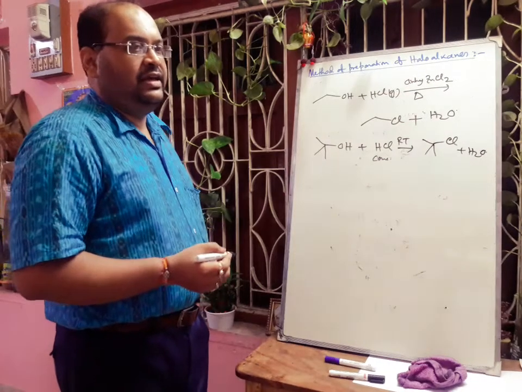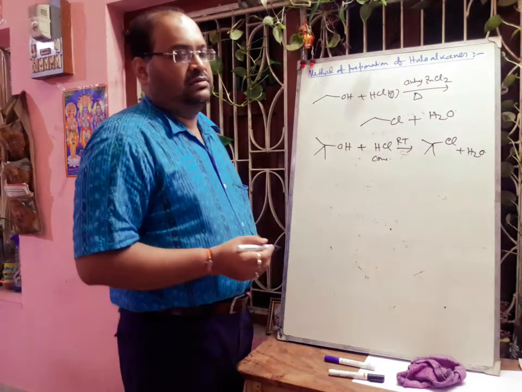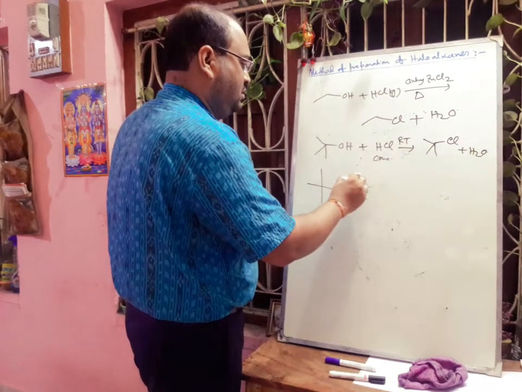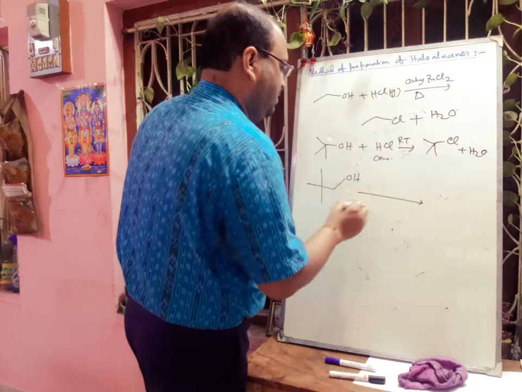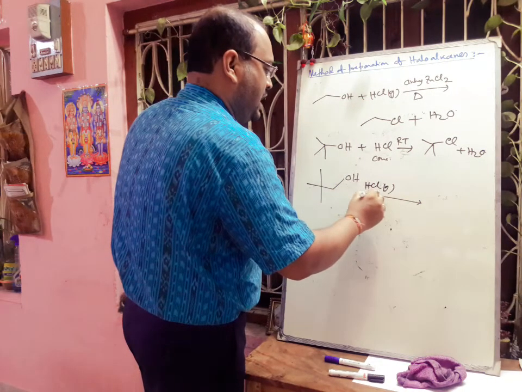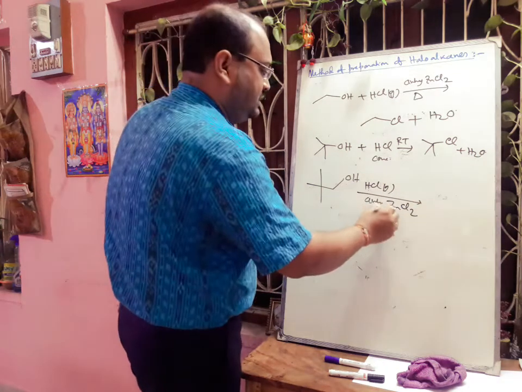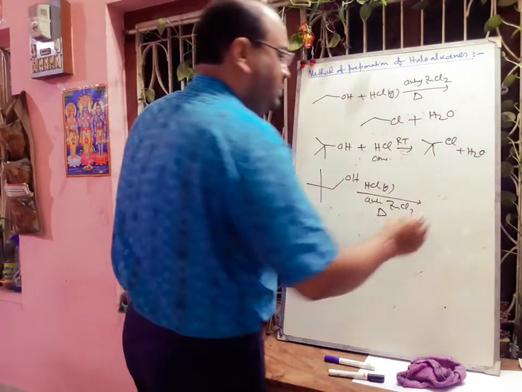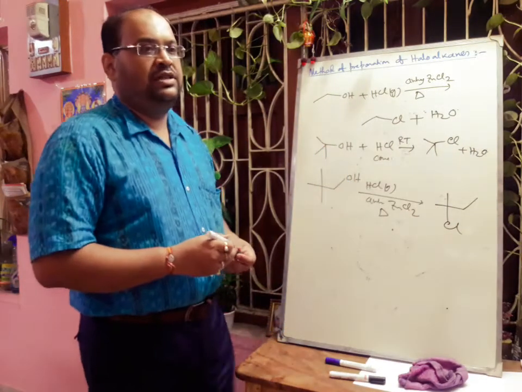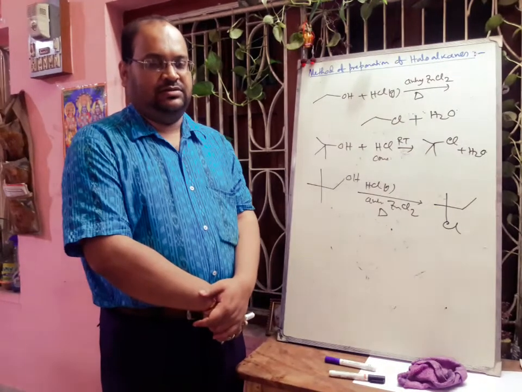But if we want to prepare neopentyl chloride from neopentyl alcohol, that means if I give HCl, anhydrous zinc chloride and apply heat, then there will be formation of some rearrangement product. We will get a compound like this. So the best method to get the neopentyl chloride is the radical substitution method.